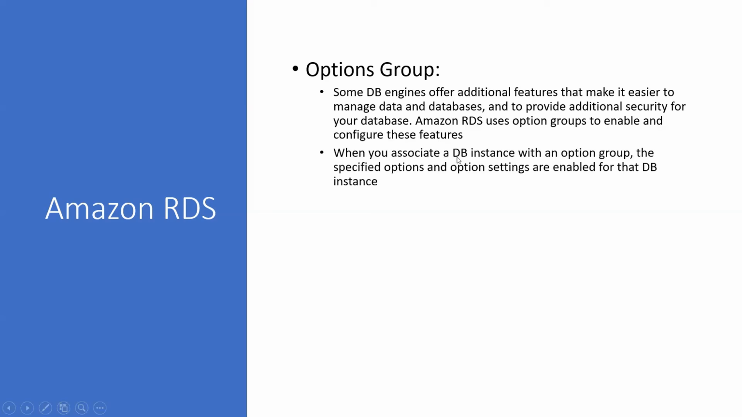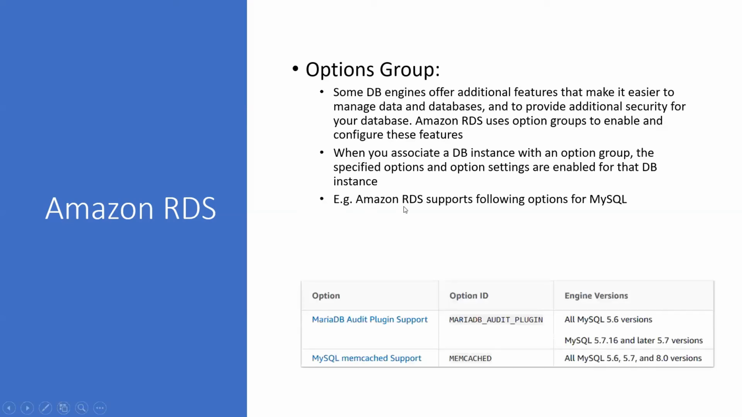Now, when you associate a database instance with an option group, the specified options and option settings are enabled for the database instances. Currently, we are only putting the default ones. If you need something specific and you know this is part of that options group, you can select that option group, and whatever features were there in that options group would be enabled for your database. Like, your RDS supports the following options for MySQL. If you look at it, we have got 2 different options, which is audit plugin for MariaDB and the MySQL Memcached support. So you can see this is the option ID. If you want an additional one, you can select an option group, and these 2 options would be available in the MySQL you're currently installing.